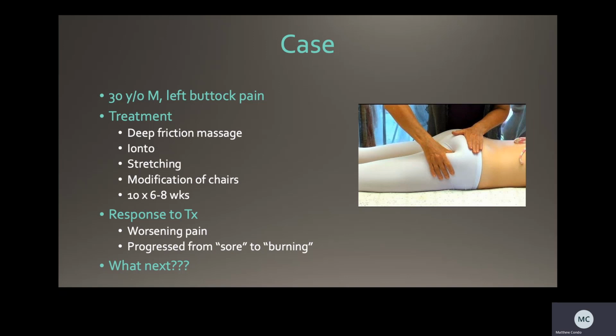Now, what we do is a bunch of deep friction massage, some iontophoresis, some stretching, some modification of chairs, a whole bunch of stuff. We see this person around 10 times over about an 8-week period, and he's getting worse. So now what do we do? Now we have a lot more information. We've provided a decent amount of treatment to this person, and they're doing nothing but getting worse. Obviously, my first question would be, if we're not making them better, why are we still seeing them? We probably need to refer this person out.